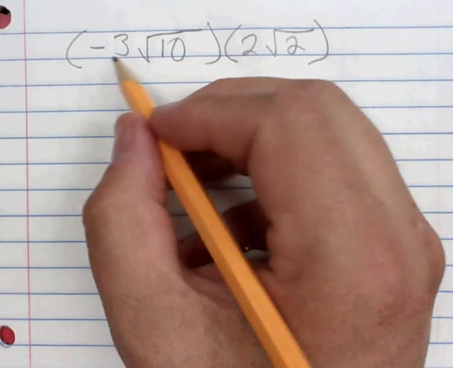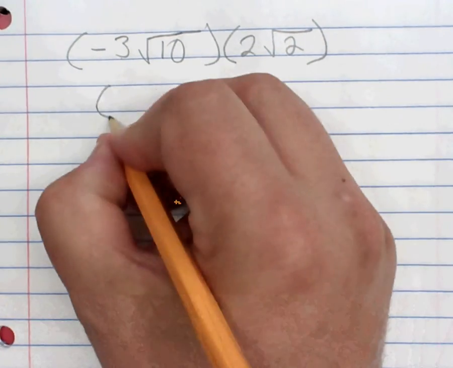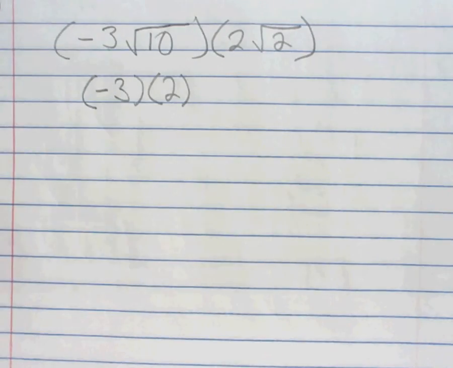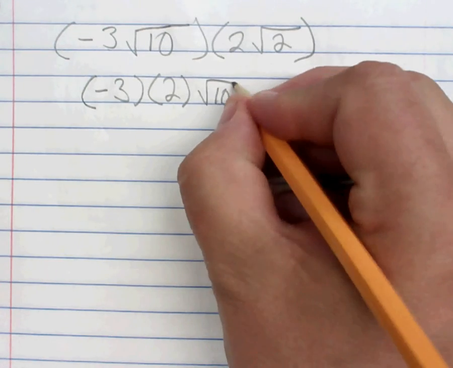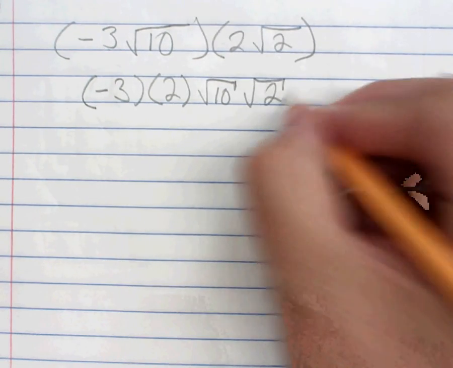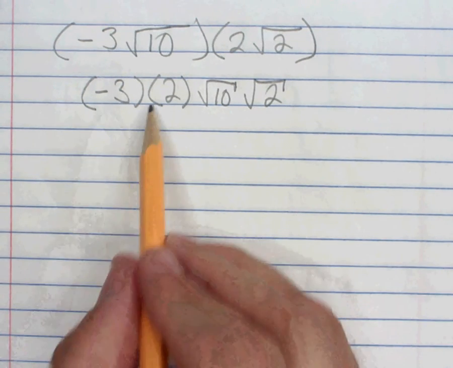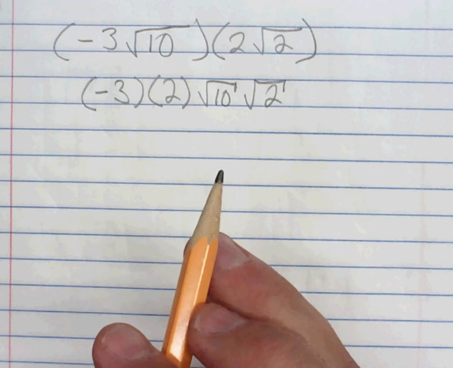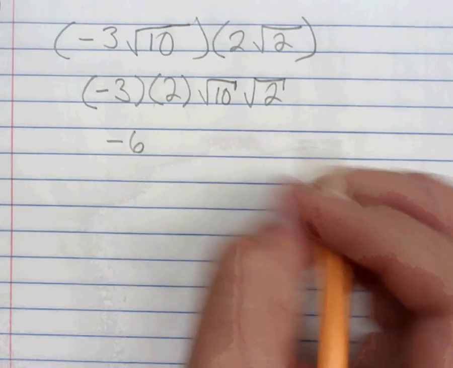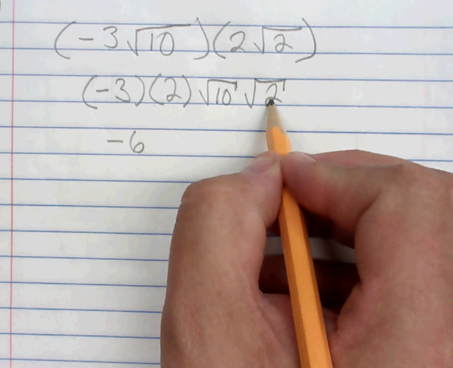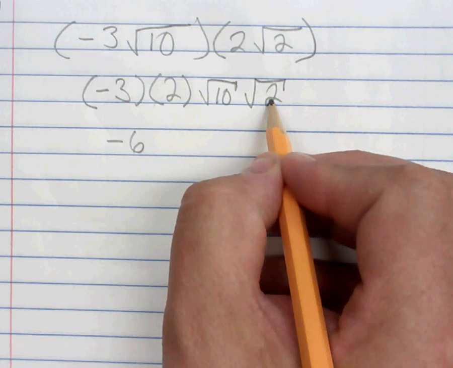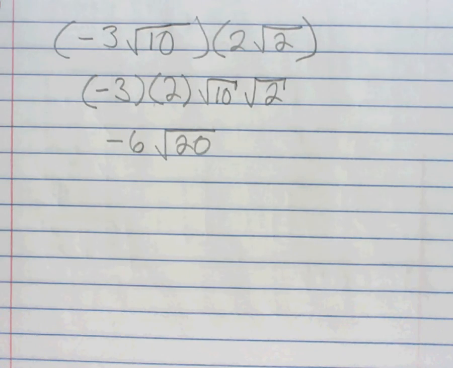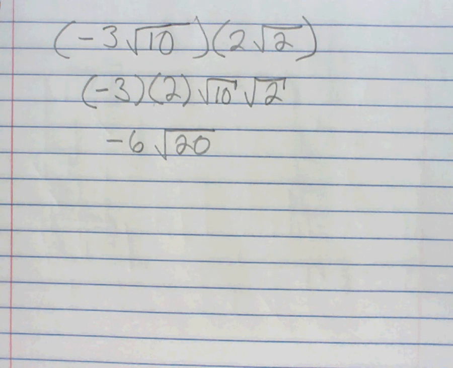So what I'm going to do is I'm going to multiply the numbers -3 times 2. Then I'm going to multiply the square root of 10 times the square root of 2. What's -3 times 2? -6. What's 10 times 2? 20. So this becomes the square root of 20. Well, that's not that hard, is it?